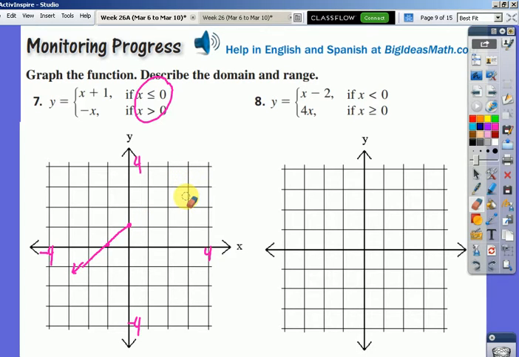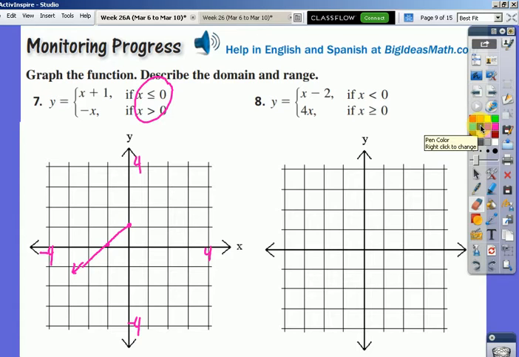Why do I have a closed circle there instead of open? Less than or equal to. Yeah, less than or equal, so it can be 0. Okay. So, what do we do? Does everybody understand that part? Yeah. Okay. Well, let's move on. We're still on this one question.